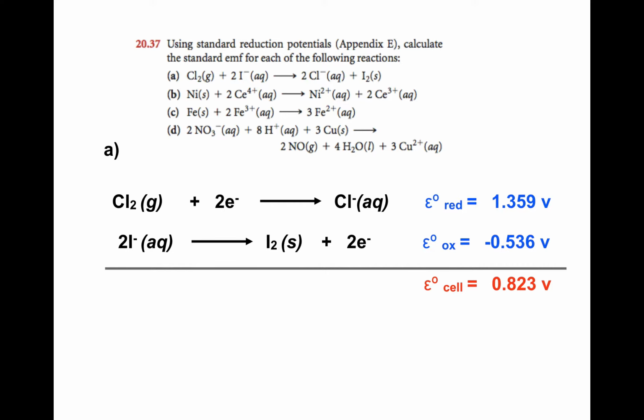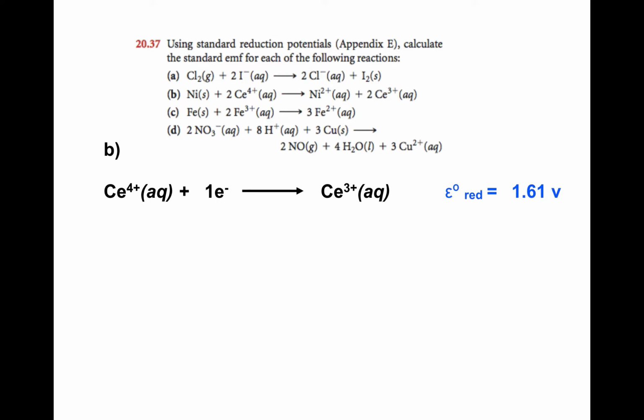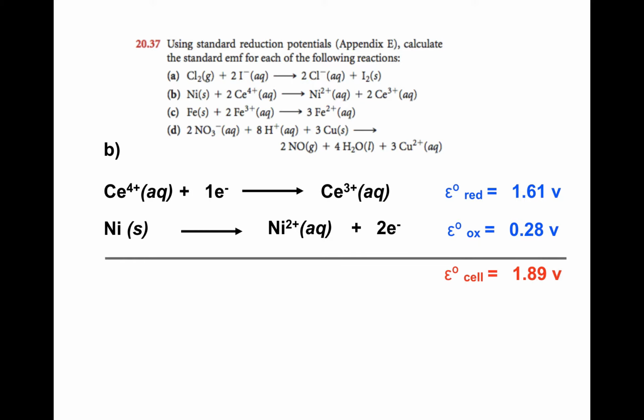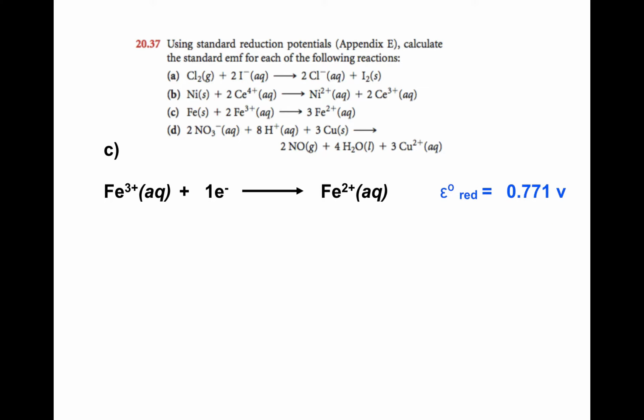Nickel is the thing being oxidized in B. So turn its reduction potential around, turn it into an oxidation potential. That means changing its sign, add it to the reduction potential for Ce4 plus turning to Ce3 plus, and get the voltage. Iron 3 plus is taking electrons. Iron solid is losing electrons, turning to iron 2 plus.